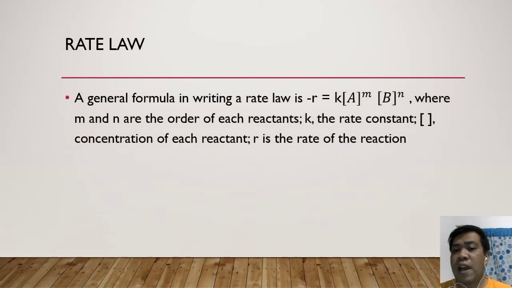A general formula in writing a rate law is negative r equals k times the concentrations of A and B raised to m and n, where m and n are the order of each reactant, k the rate constant, and the brackets represent the concentration of each reactant present in the equation. So for this time, we have two reactants, A and B, and r is the rate of the reaction. We can only use this one if our equation is just like this.